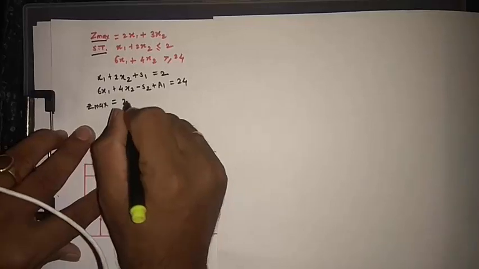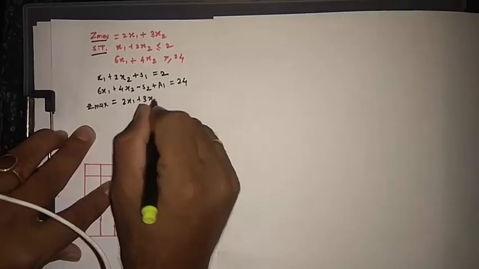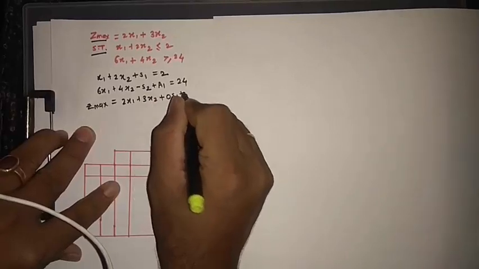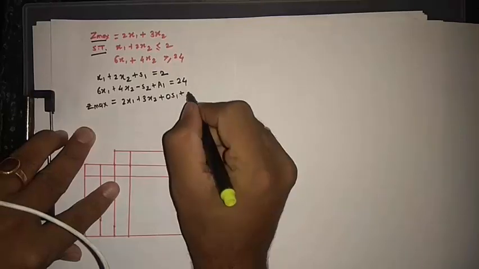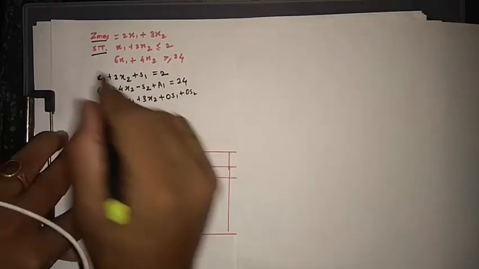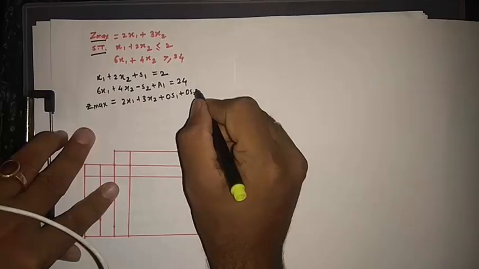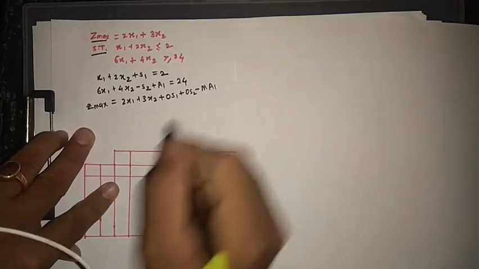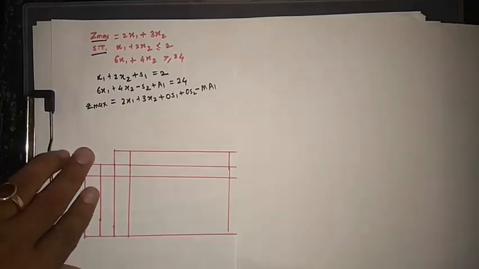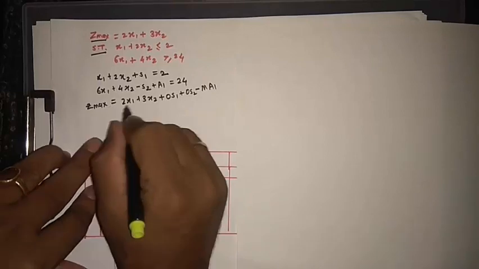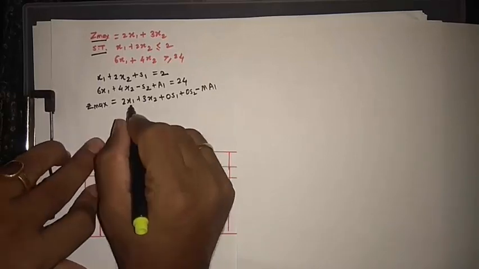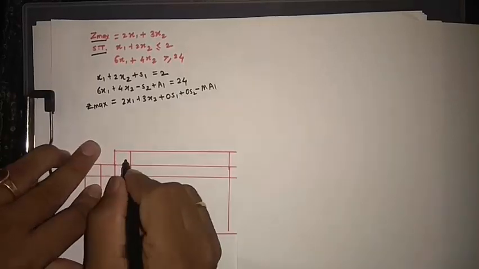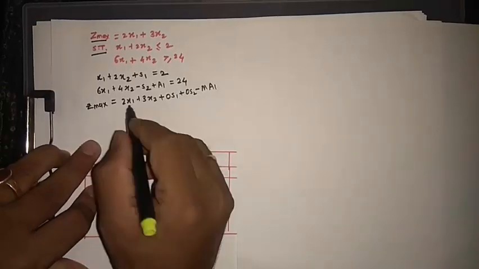2x1 plus 3x2, plus we are adding the slack variable as 0 s1, plus we are adding the surplus variable as 0 s2, and this problem is the maximization. Then we are multiplying this artificial variable by the minus M into a1. Okay, so this is our standard Z max function. We call it as a Zj. So the coefficients of these variables, that is x1, x2, s1, s2 and a1, we call it as the Zj values.